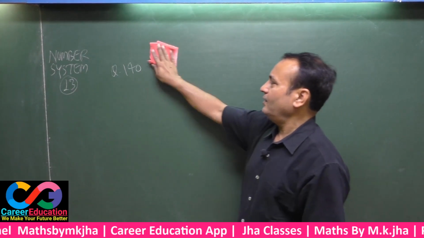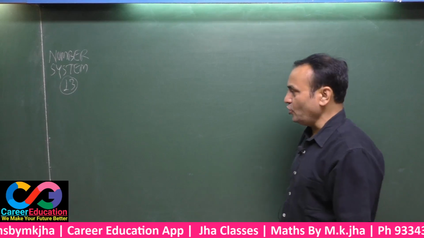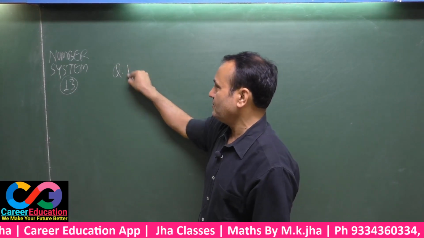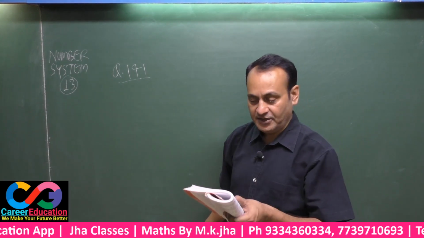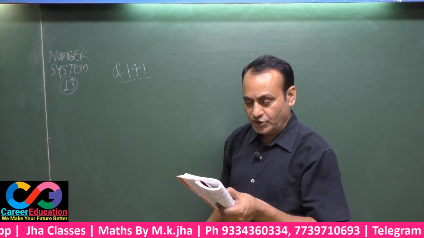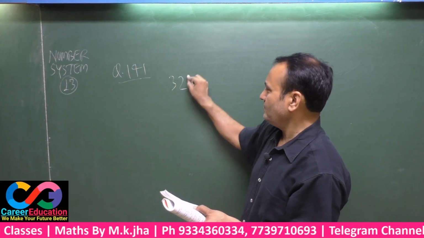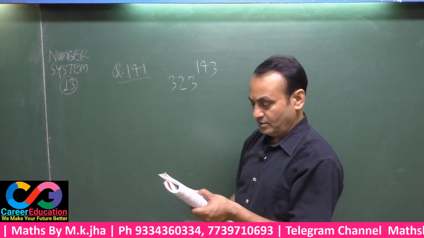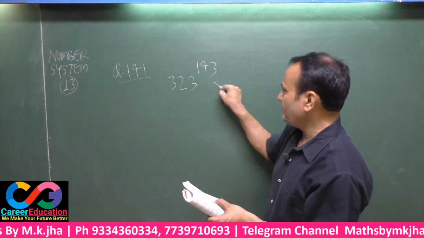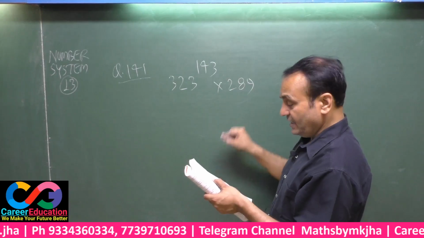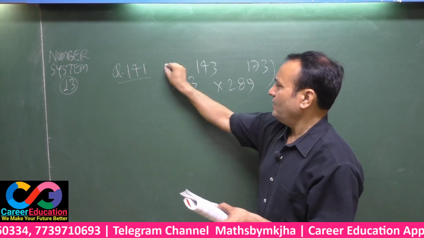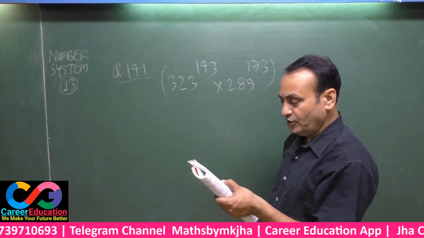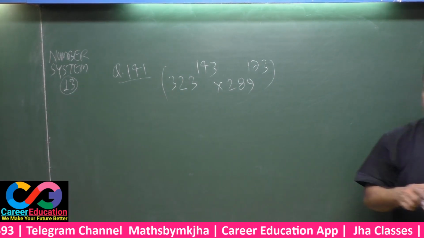Now 141 is also based upon the unit place, but the question has changed its pattern here. See here, 323 power 143 into 289 power 173. You have to point out the value of the unit. Okay, see here.